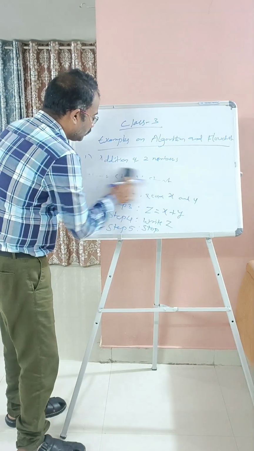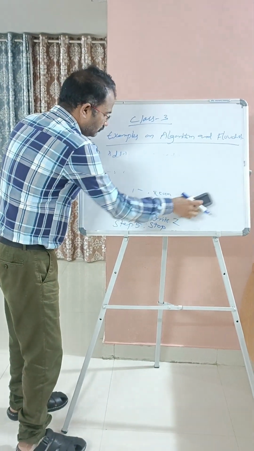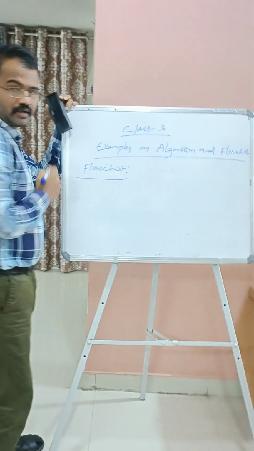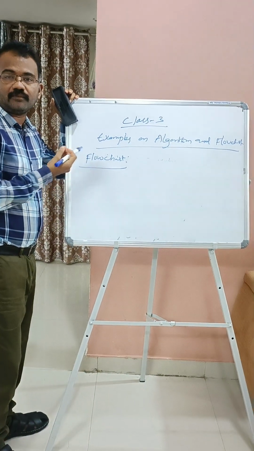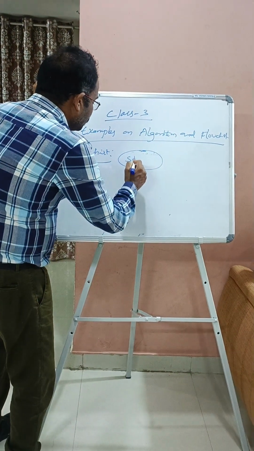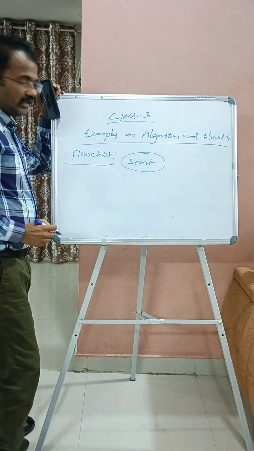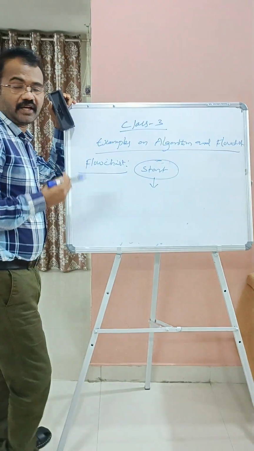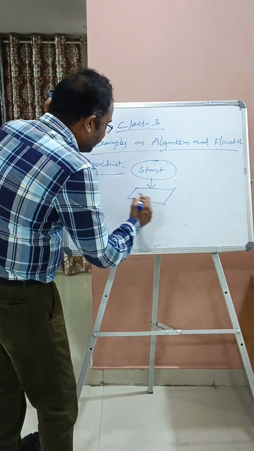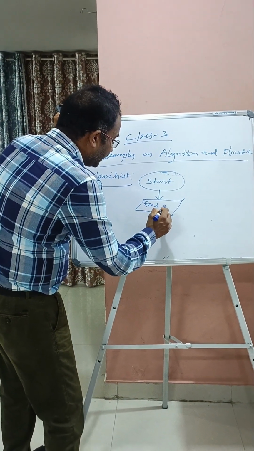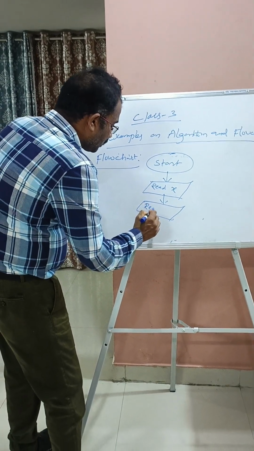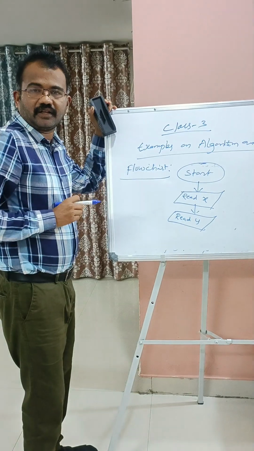Flowchart for the same question. Right. So what is the first step in the algorithm? Start. Start means the symbol we have to use is the oval. Now, what is the second step? We need to read the input values. For read we use a parallelogram, and we take only one value in each. Read x. Next, read y. So we are reading the x value and the y value.